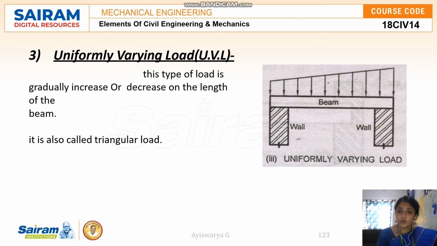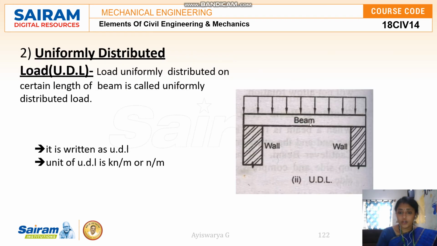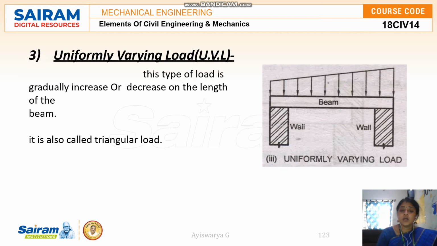The formula for triangular distribution of load is half into W into L. It looks like half B H, isn't it? In the UDL, whenever you convert it into a point load, you just fix it at the center of the beam. But in the UVL, you will locate it at one-third distance from the maximum height. Like this, you need to fix the loads.